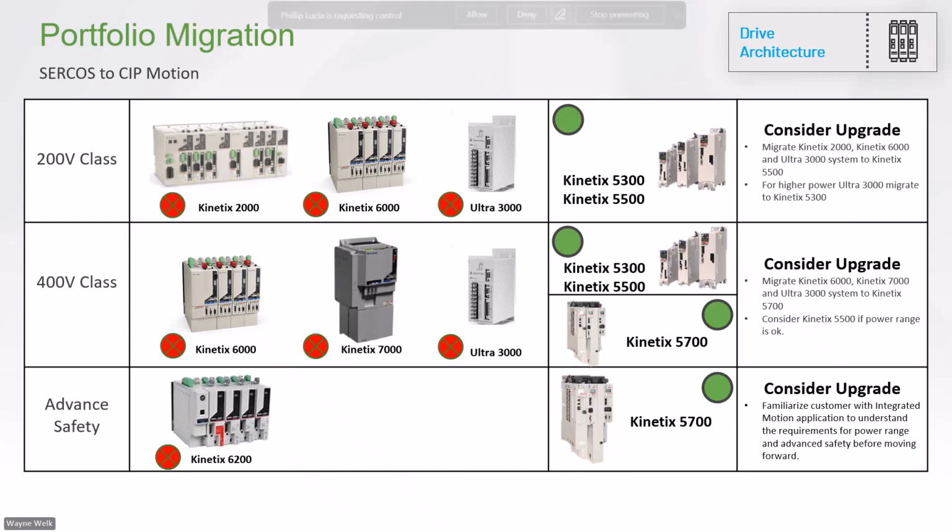And then last note, there are some advanced safety options in the Kinetix 6200. So the obvious migration path is going to be the Kinetix 5700 for that drive. It also offers advanced safety features, which are a topic for another day. Please request a motion update from your Reynolds account manager to learn more. I can go into detail about what all the advanced safety features are within the Kinetix portfolio.